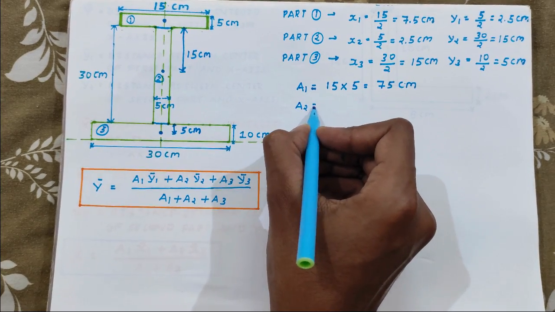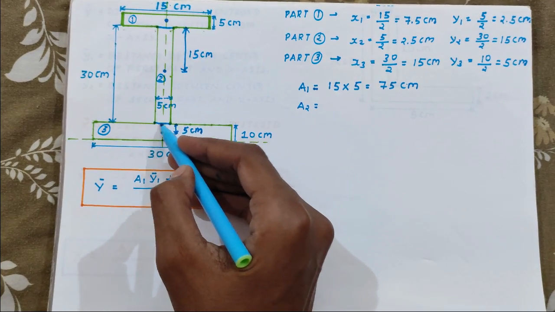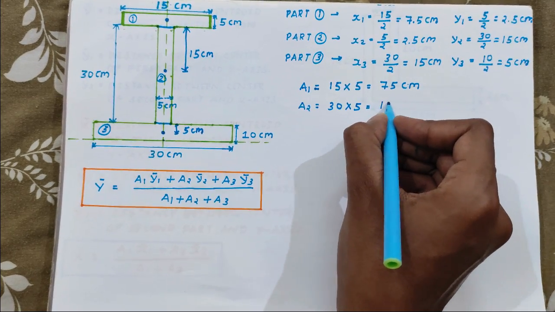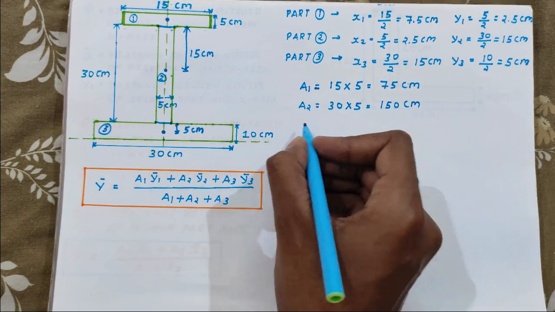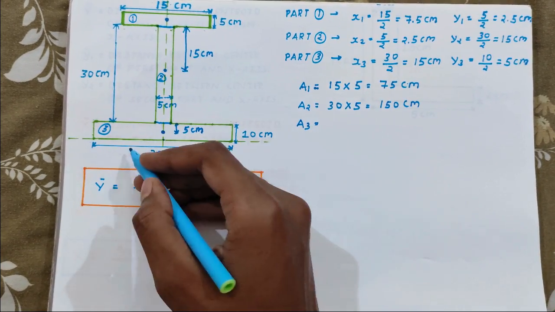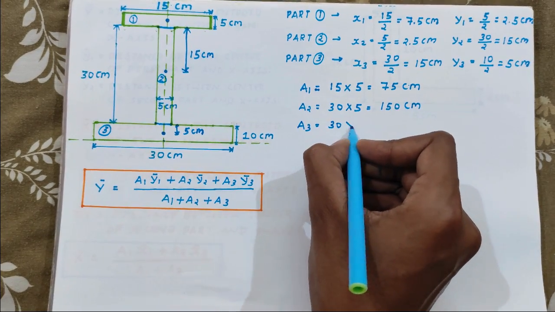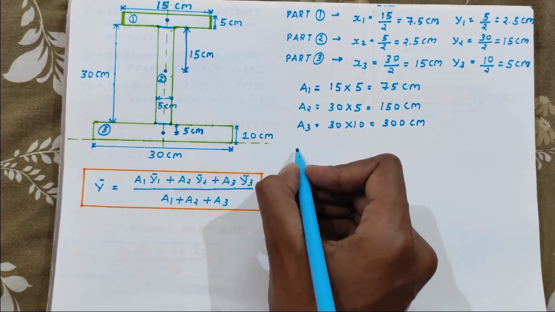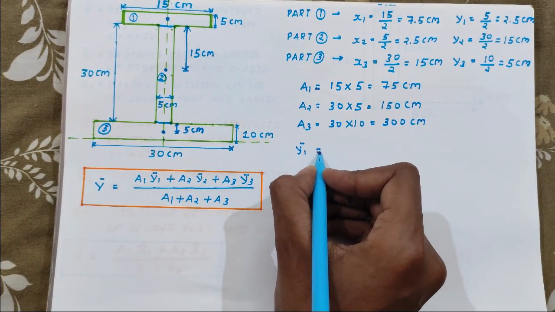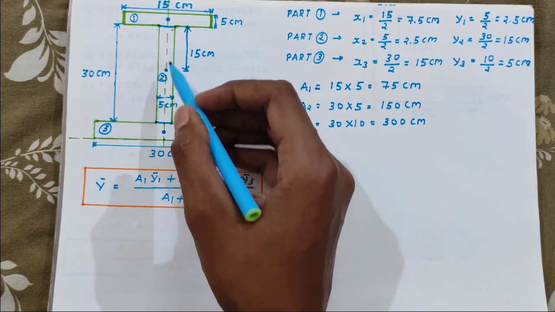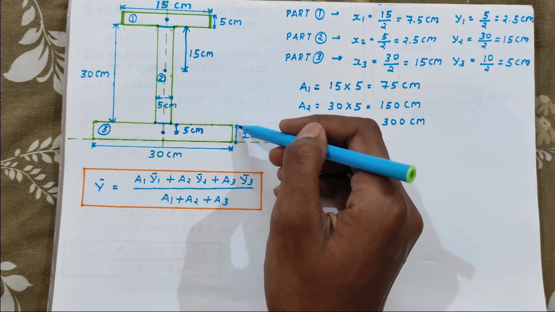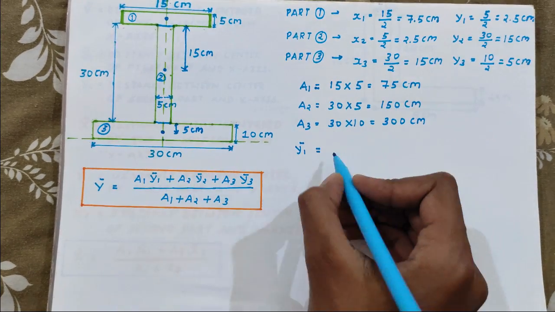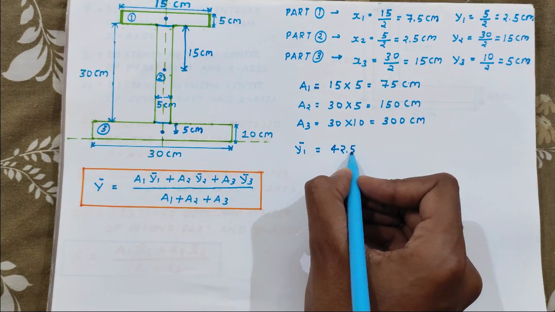Area of second equals 30 multiplied by 5, which is 150 centimeter squared, and area of third equals 30 multiplied by 10, which is 300 centimeter squared. And we know y1 bar is equal to the distance from the x-axis to the center of the first figure, which is equal to 10 plus 30 plus 2.5.